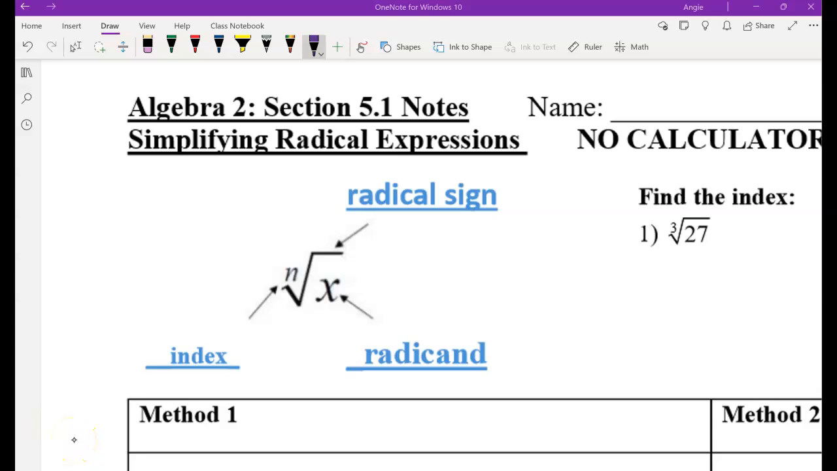All right, students, we are starting 5.1, simplifying radical expressions. So first things first, we have a few vocab here.